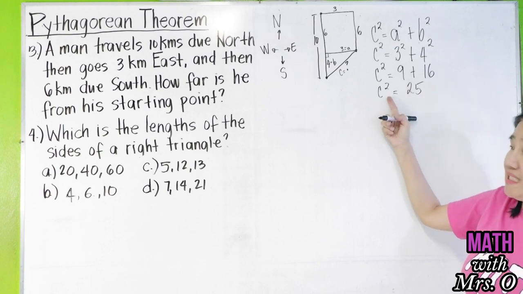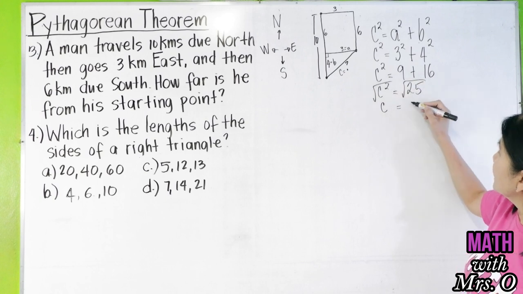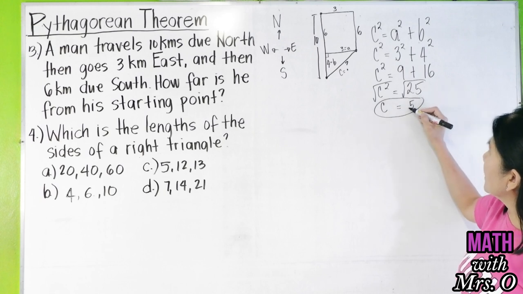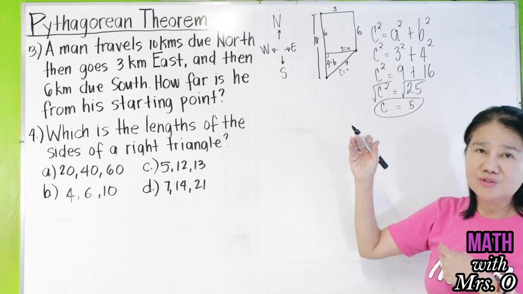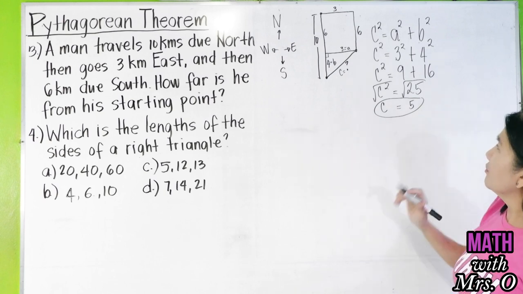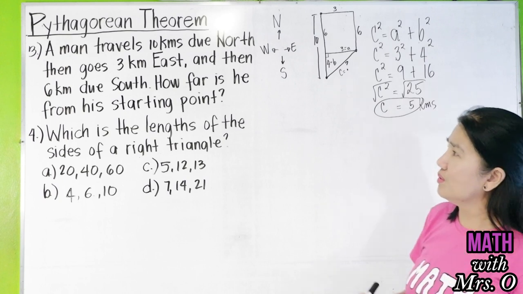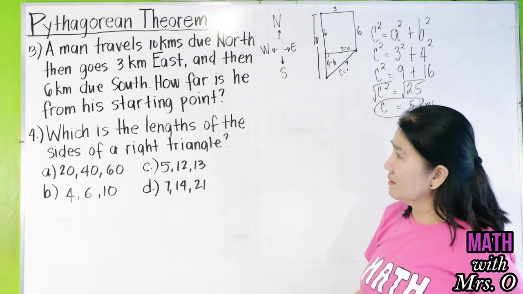How do you solve for C? Take the square root of both sides. We get C is equal to 5. Actually, this should be plus or minus, but you cannot have a minus because C is a length. There is no negative length. So you take 5 kilometers. So our answer in number 1 is 5 kilometers. That's how you solve problems like this.